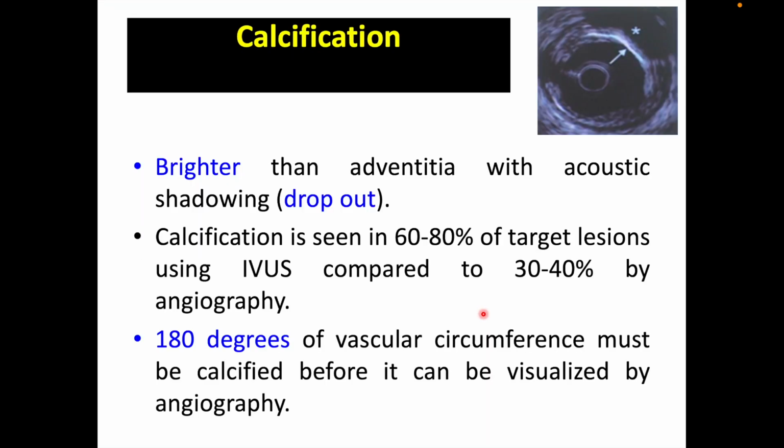So calcification will be brighter than adventitia, with acoustic shadowing or dropout. So this is very bright. You can see if you compare this brightness with adventitia, this is much brighter, and then there is a dropout shadow behind it. You can't see any structure behind the calcification.